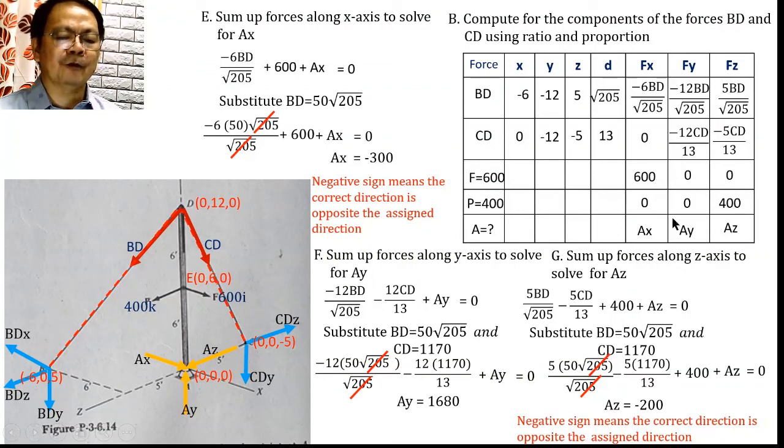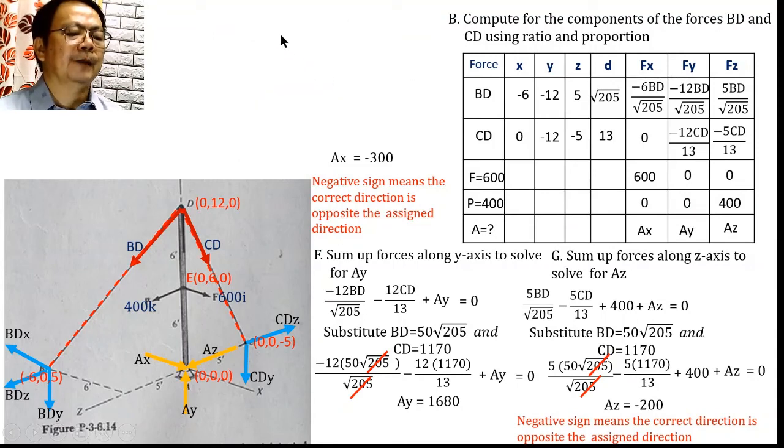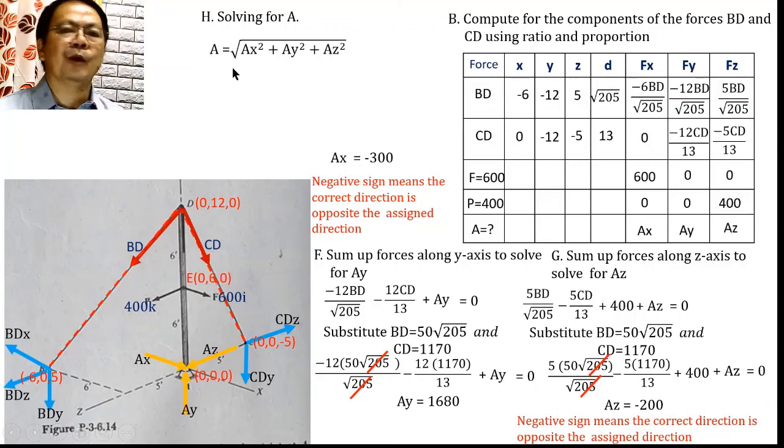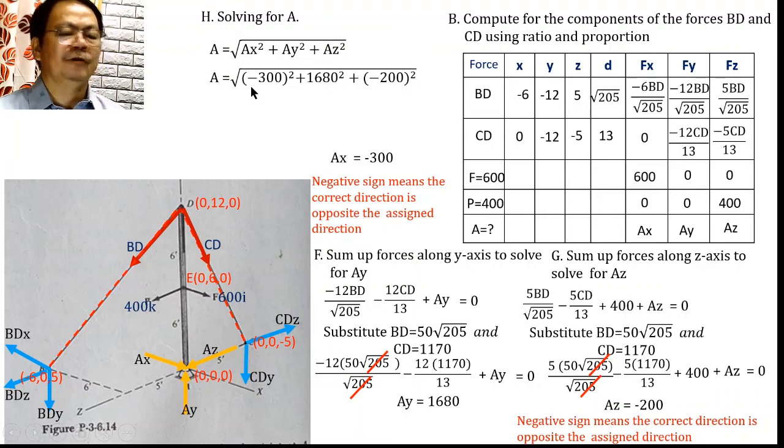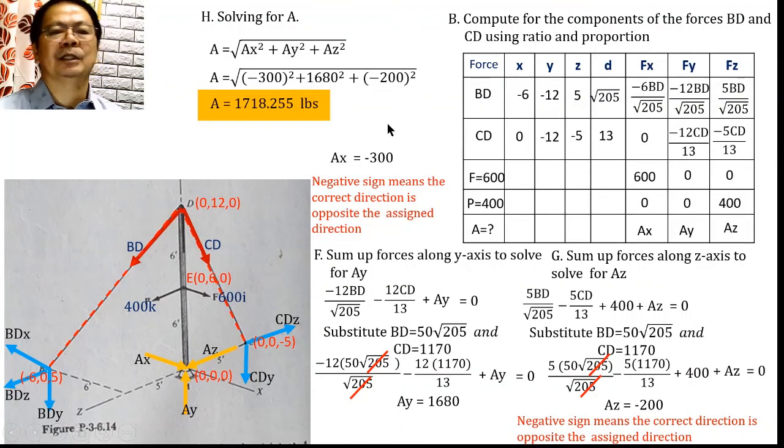Now, after we have computed AX, AY, and AZ, we can compute for A. How do we do it? We can compute by applying the resultant of concurrent forces. So, we have A equals the square root of AX squared plus AY squared plus AZ squared. When we substitute the values, we have the square root of negative 300 squared plus 1,680 squared plus negative 200 squared, and the value of A is 1,718.255 pounds.